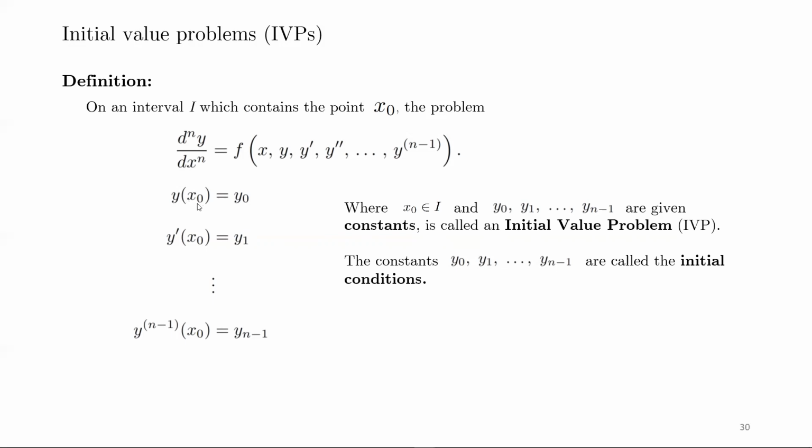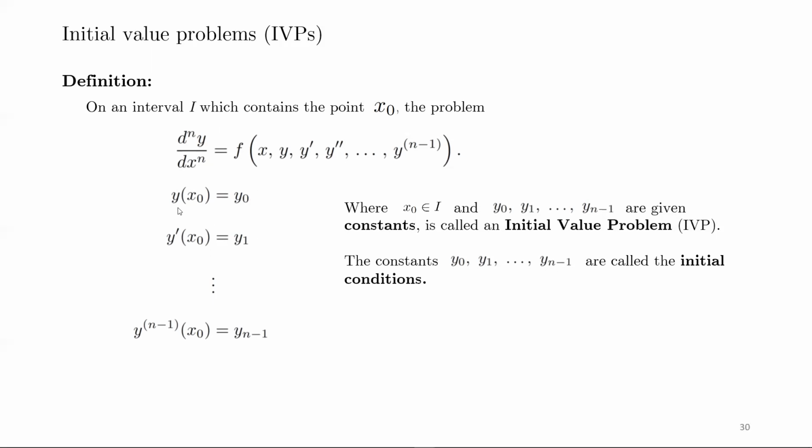x naught here is some number in the interval where this ODE is defined. Often that's 0. The point x naught is equal to 0 in a lot of the applications we're going to be looking at. So what we're saying is that we have this nth order ODE, which is in the normal form of the ODE. We also have to have n constants called initial conditions.